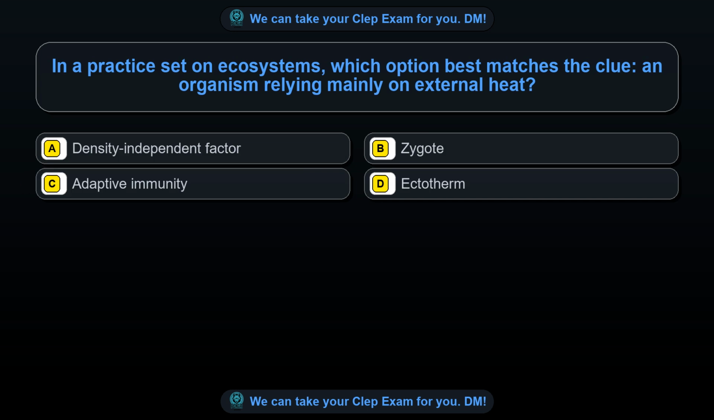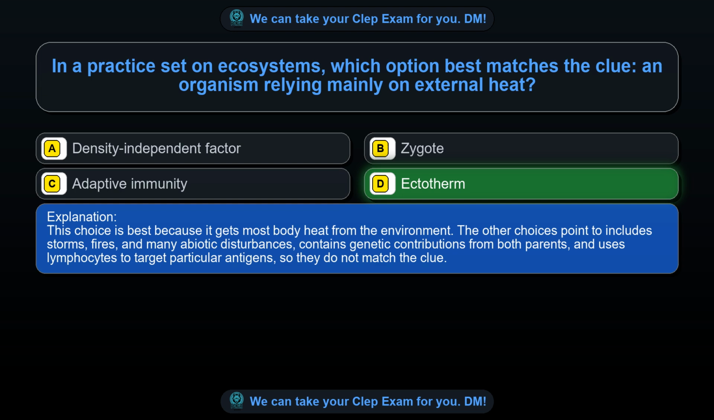Question 92. In a practice set on ecosystems, which option best matches the clue? An organism relying mainly on external heat. Option A, density-independent factor. Option B, zygote. Option C, adaptive immunity. Option D, ectotherm. The correct answer is option D, ectotherm. This choice is best because it gets most body heat from the environment.